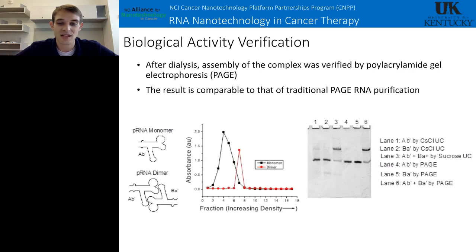But I would just say, you could do multiple dialysis steps, or dialyze it overnight, or after you form your particles, dialyze it again. The dialysis should remove the cesium chloride pretty easily. You just may need to do multiple steps if you want to be 100% sure that it's out.